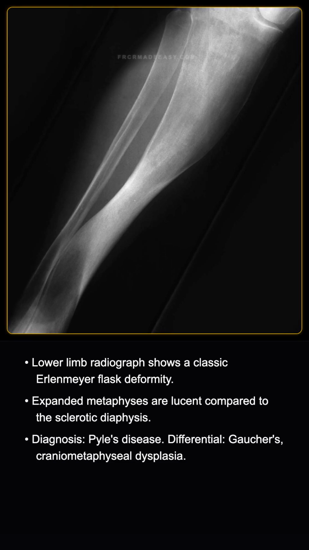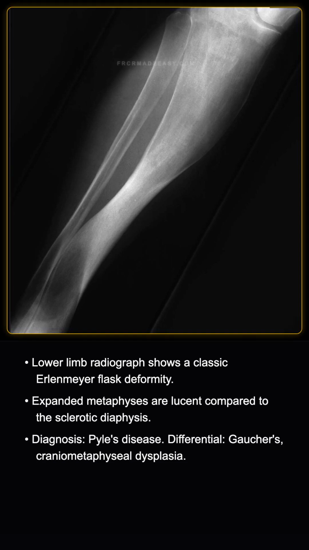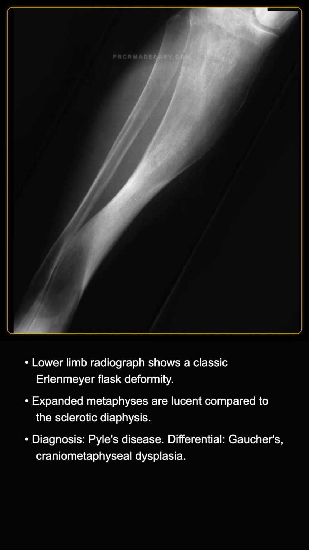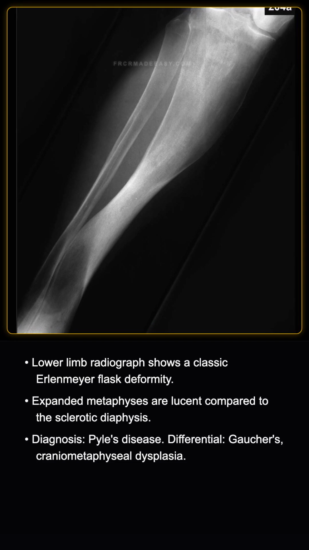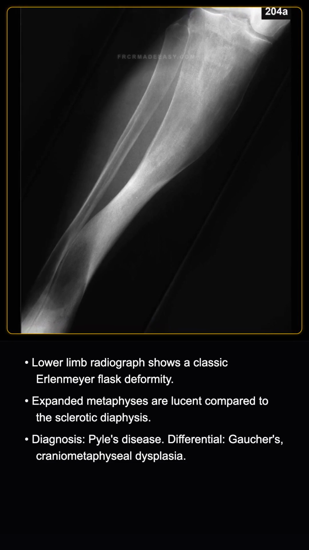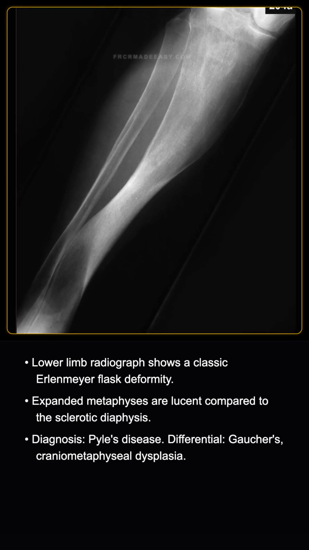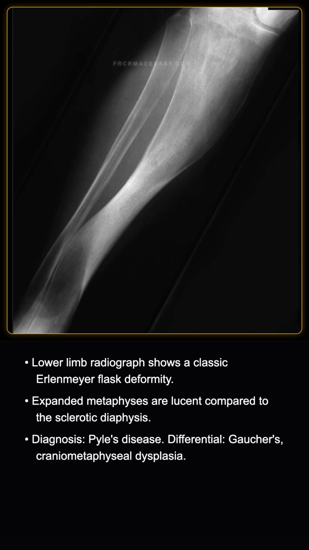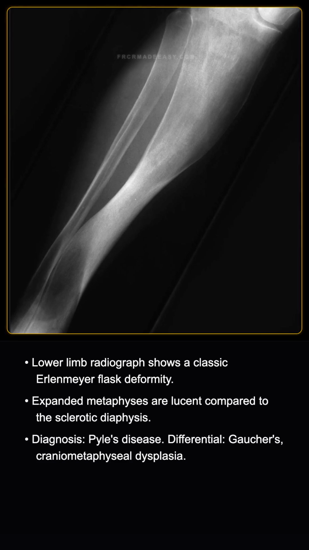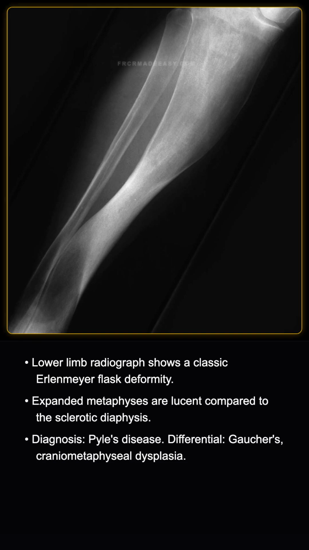The metaphyses of the bones are significantly widened, producing a classic Erlenmeyer flask deformity. Furthermore, the expanded metaphyses are relatively lucent when compared to the central diaphysis, which is sclerotic and constricted. There are no specific features to indicate lead poisoning, osteopetrosis, or thalassemia. The diagnosis is Pyle's disease, also known as metaphyseal dysplasia.